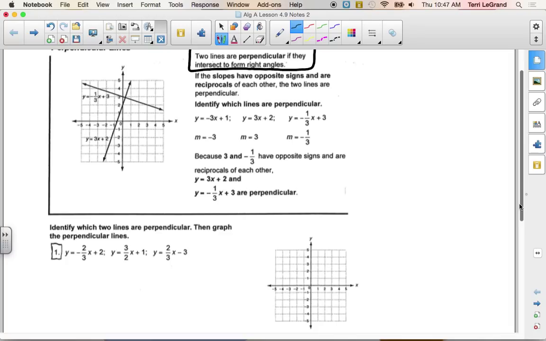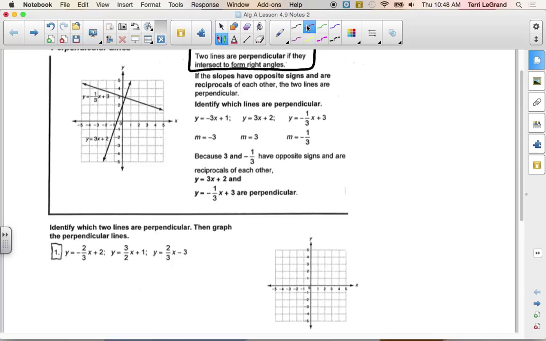Okay, here's what we have to keep straight, the difference between parallel and perpendicular. How are we going to know if we don't graph them? Just from looking at the equations, how are we going to know if they're going to be parallel lines or perpendicular lines, or maybe neither? Maybe they're just some intersecting lines.